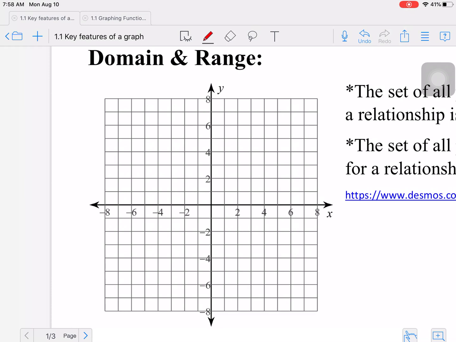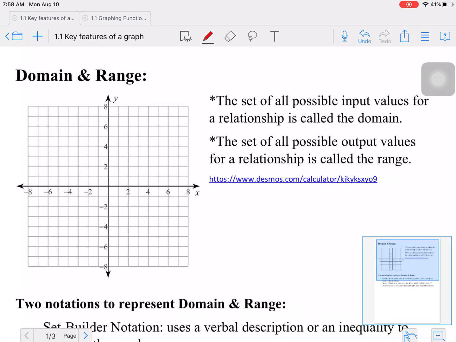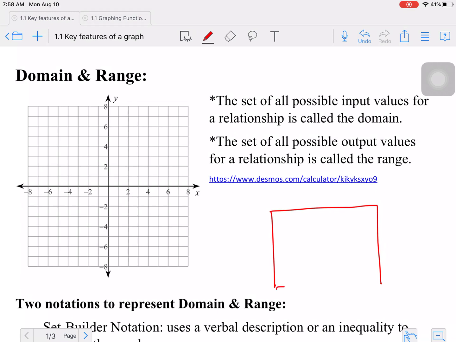So let's talk about domain. When it comes to domain and range, I think of them as size. So for example, if I give you a rectangle or a square, how do you determine the dimensions of the square or the rectangle? Well, usually we say that this is your length and that this is your width. So think about domain as your length and think about range as your width. I want to know how big something is from left to right, and I want to know how big something is from bottom to top. So that's domain and range.